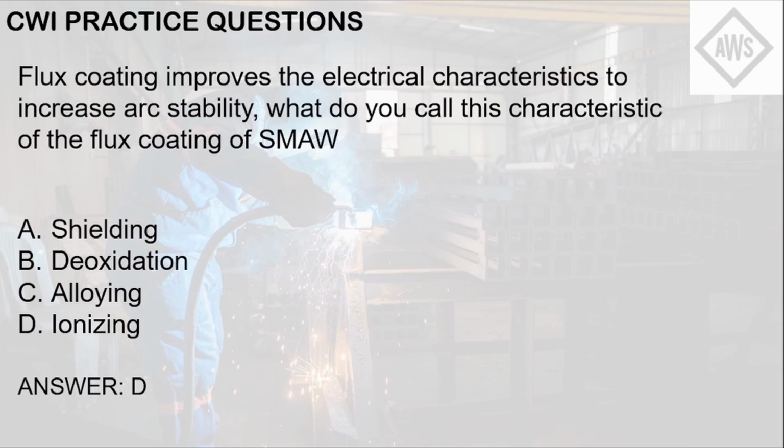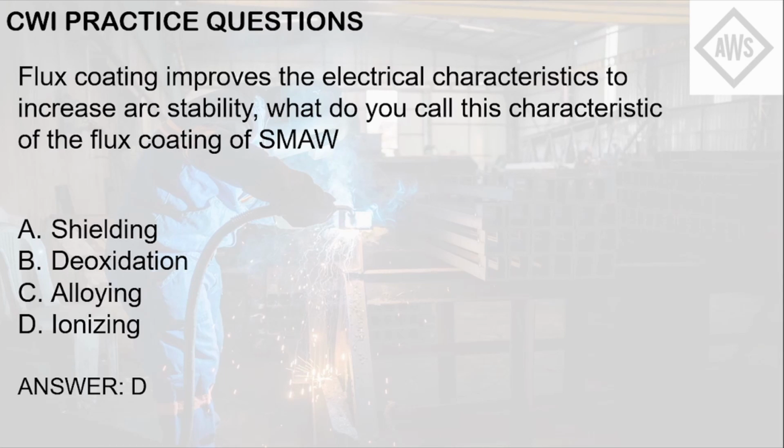As I've mentioned in the previous question, shielding is the characteristic of SMAW wherein it prevents harmful gases from entering the molten pool of metal, contaminating the weld and causing embrittlement. Deoxidation removes oxides from the molten pool of metal. Alloying, as I've mentioned earlier, adds elements that improve the characteristics of the molten pool of metal, thus improving its mechanical properties.